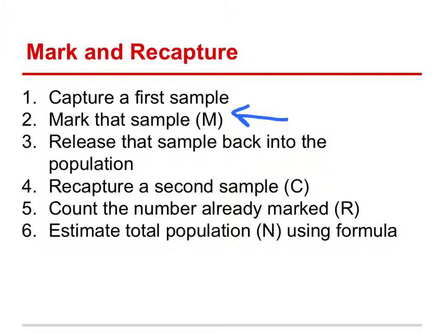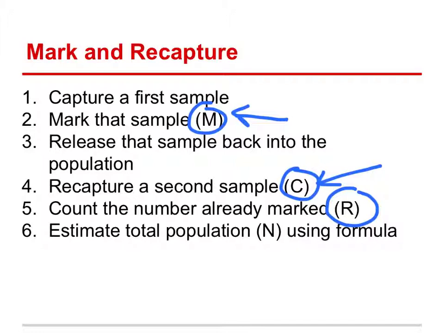After redistribution happens after a time, we will then recapture. And the total number that we recapture is going to be called C. So we've got M for the number we've marked, C for the number that we've recaptured. And in that recaptured population, we might see some organisms that had already been marked. That is to say, they've been recaptured. We'll call that R. So the numbers that have been recaptured will be marked R.